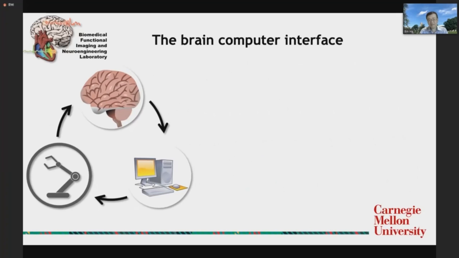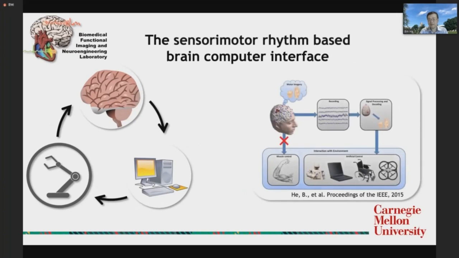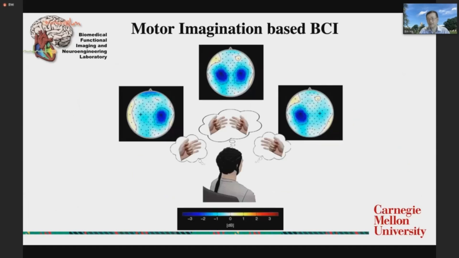Now let's take a little more detailed look here. Certainly you have many ways to accomplish that, and particularly my work and my lab's work is focusing on something based upon sensorimotor rhythms. As you can see in this illustration, by imagining certain movement actions, you will generate a detectable sensorimotor rhythm, and you detect that to control a device.